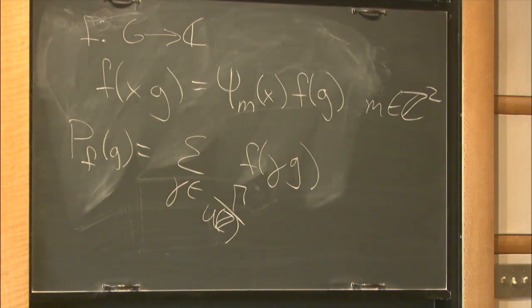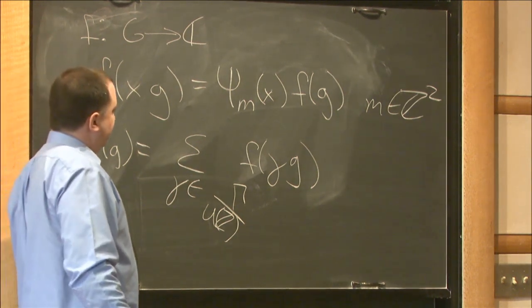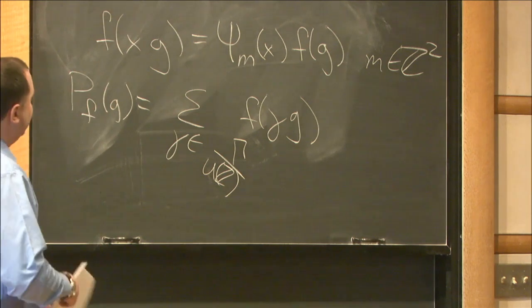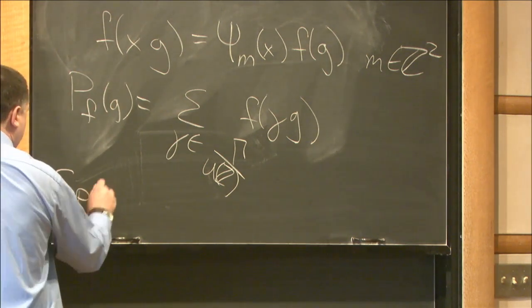So far I'm only assuming that on the left-hand side it transforms by a character. I said nothing about what happens on the right-hand side. But if on the right-hand side it is not a function of k, I call this thing spherical.